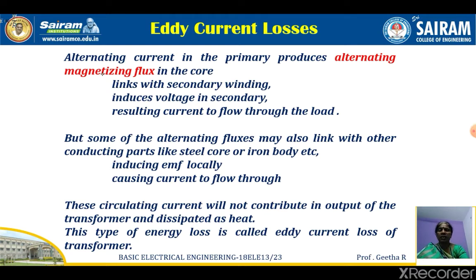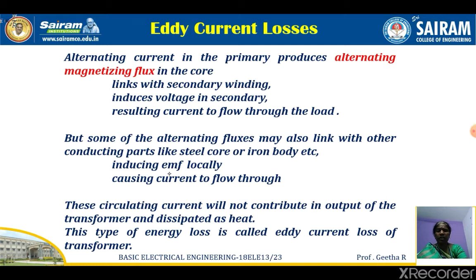So whenever an alternating current is applied, the alternating magnetizing flux in the core links with the secondary winding. Due to that, EMF will be induced in the secondary winding. But this alternating magnetizing flux does not only link with the secondary, it also links with the steel core or the iron body, thus producing additional EMF.